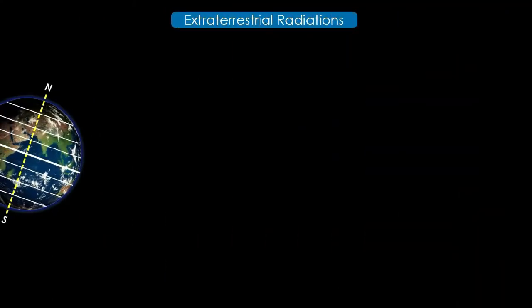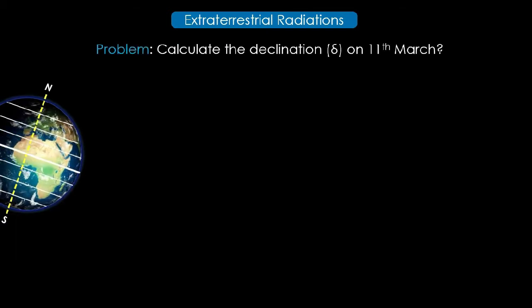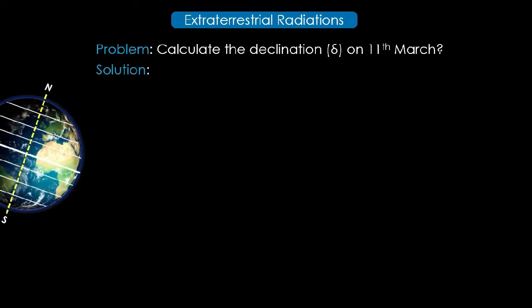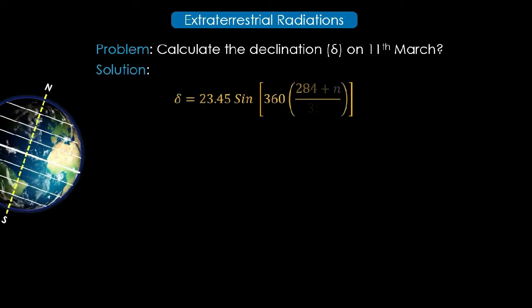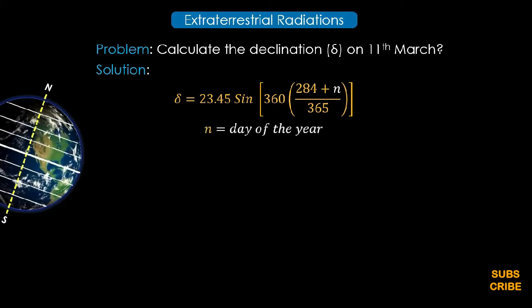In this video, we will solve some example problems for the estimation of solar extraterrestrial radiations. Now let's calculate the declination on 11th March, that is the tilt of the Earth on 11th March. To solve that, we have the expression: delta is equal to 23.45 sine of 360 times (284 plus n) upon 365, where n is the day of the year.